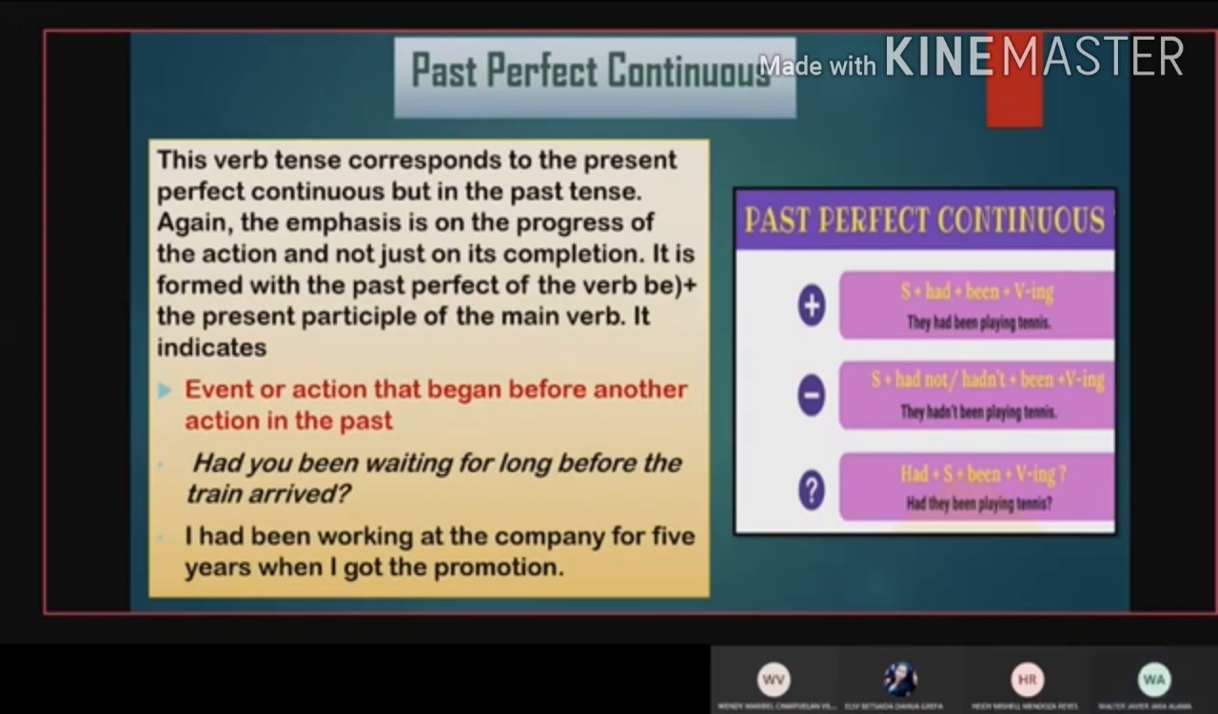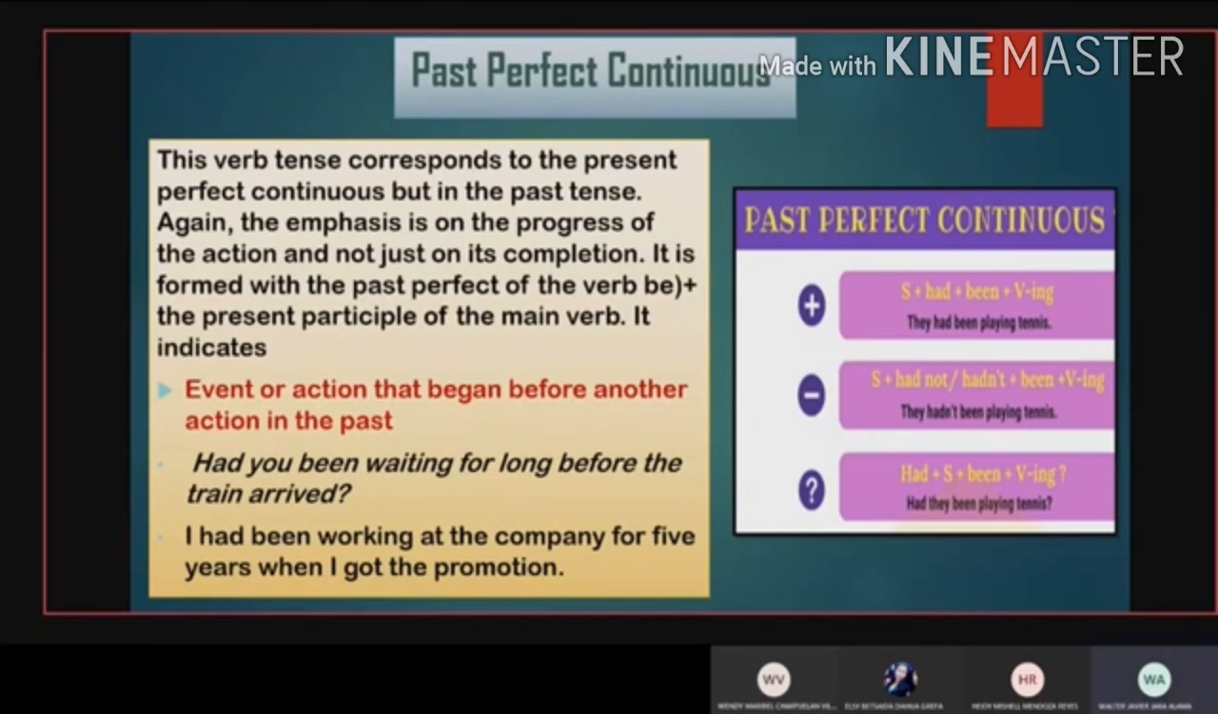For example, had Joe been waiting for long before the train arrived? I had been working at the company for 5 years when I got the promotion. The structure: subject plus had plus been plus verb ing plus complement. In negative, subject plus had not, hadn't, plus been plus verb ing plus complement. Interrogative, had plus subject plus been plus verb ing plus complement plus question mark.